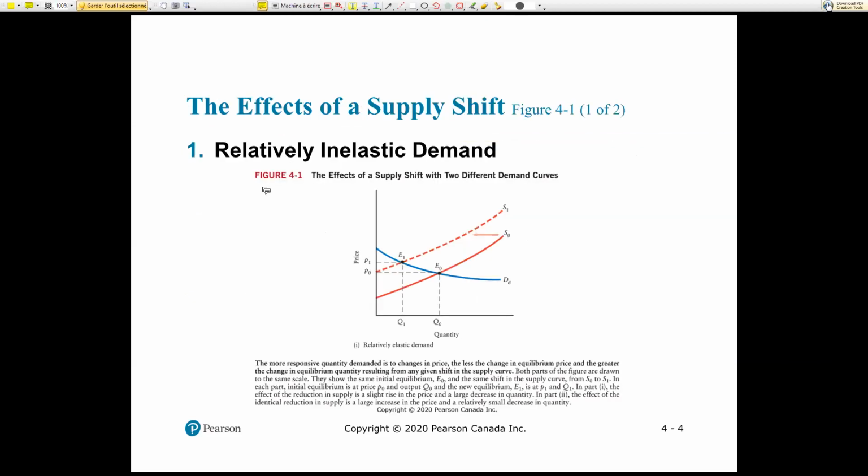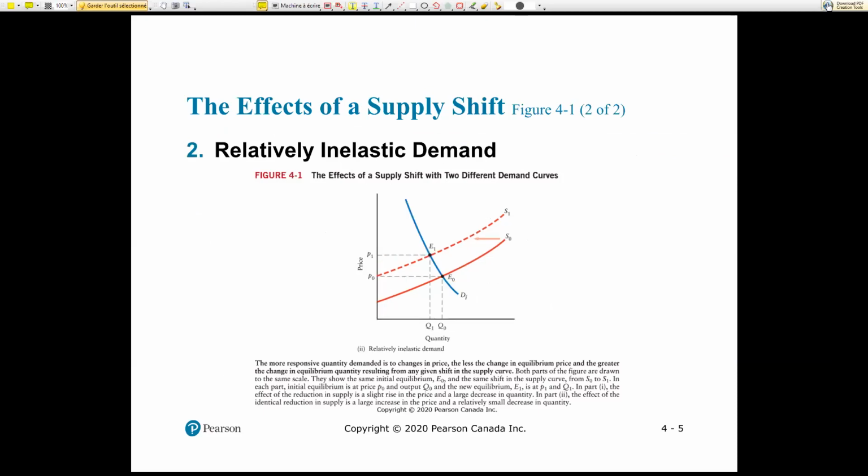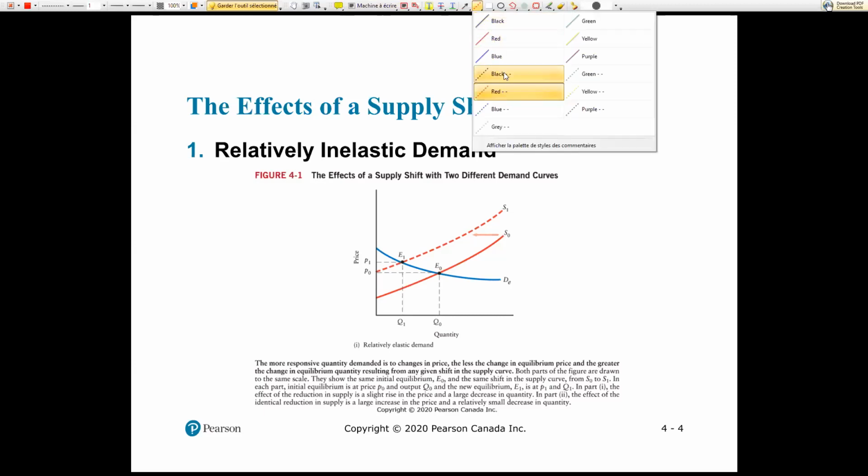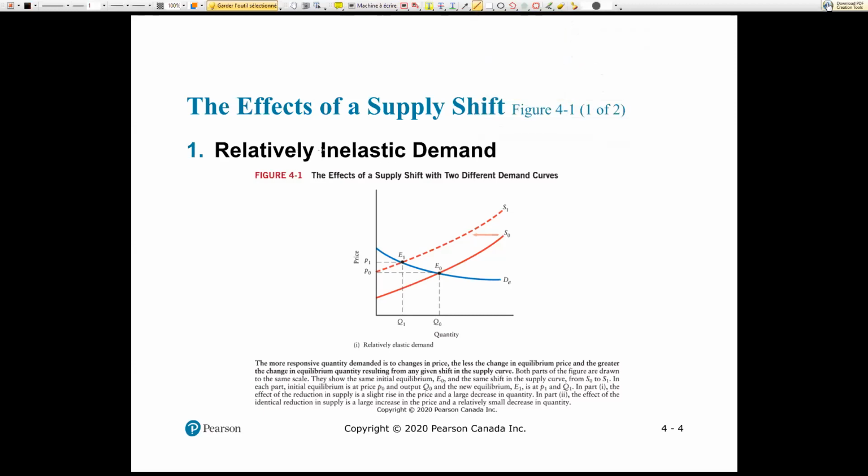All right, so this is what it looks like to have inelastic demand. Relatively inelastic demand. I think maybe they made a mistake there. So that's elastic demand.